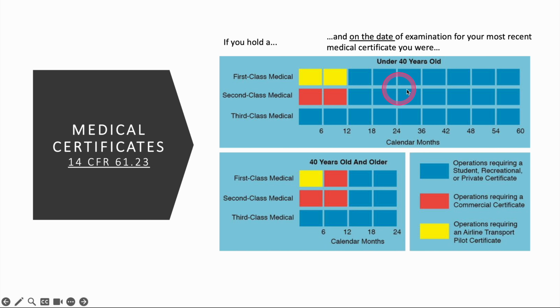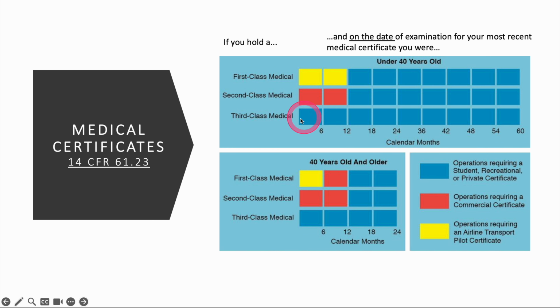So this first table here at the top, if you're under 40 years old, we're going to start with third class here at the bottom. So third class is blue. That's going to be required for operations as a student pilot, recreational pilot, and private pilot. So you need at least a third class in order to solo as a student pilot.